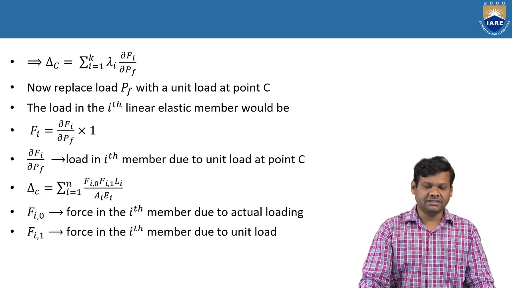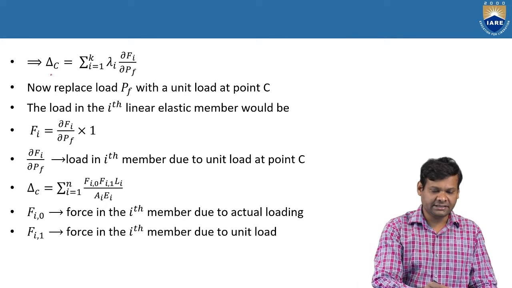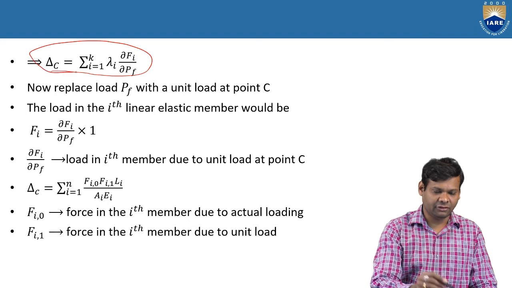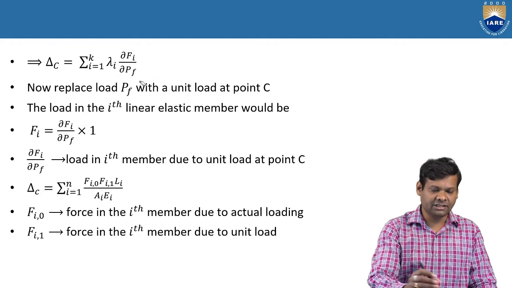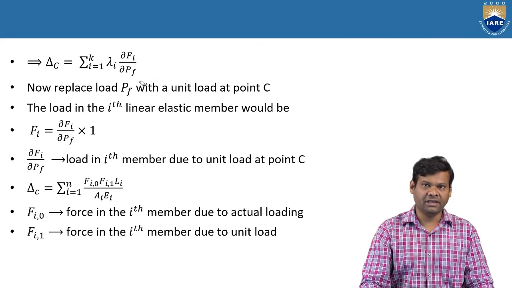Now what we do is that delta C can be written as follows: the sum from i equal to 1 to k of lambda i times dou Fi by dou Pf. Let us look into what this dou Fi by dou Pf is and its physical significance.